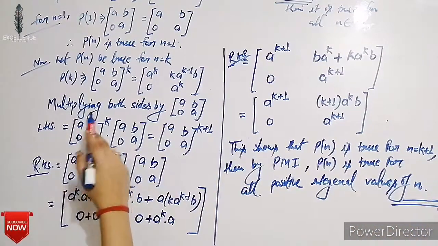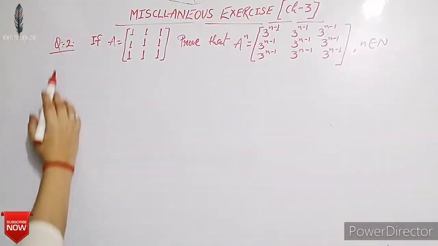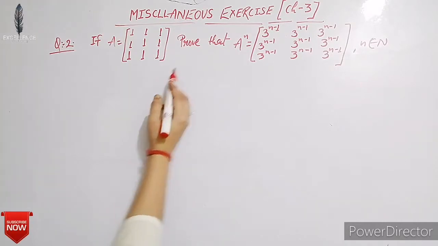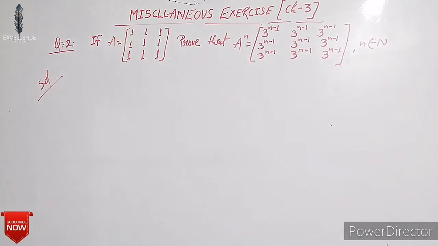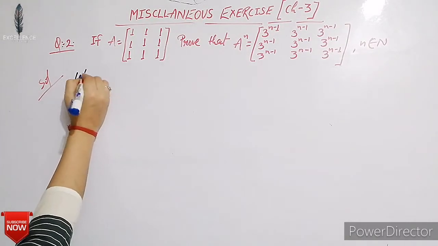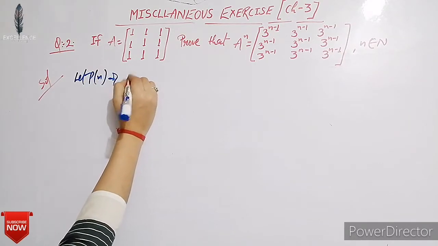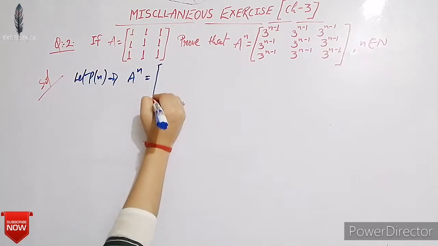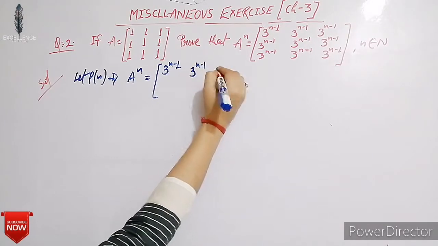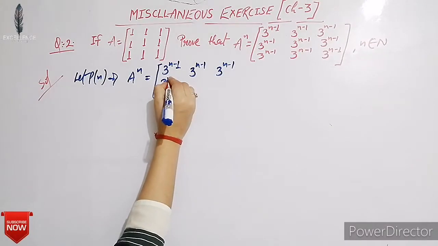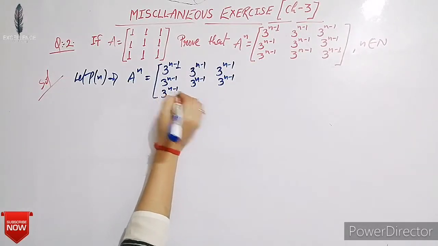Clear? First we have to prove for n equal 1, n equal k, and after that n equal k plus 1. Let's see the question number 2. Here A equals given and we have to prove that A raised to n is equals to this for all n. Let's solve it. First let P of n be A raised to n equals 3 raised to n minus 1, 3 raised to n minus 1, 3 raised to n minus 1. Same second and third row, each element is equals to 3 raised to n minus 1.